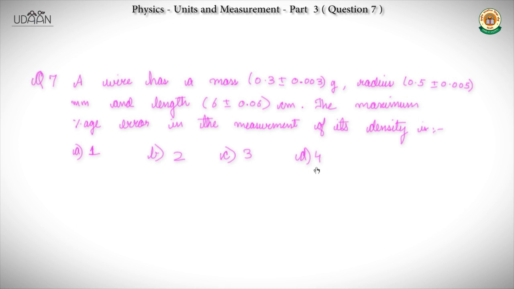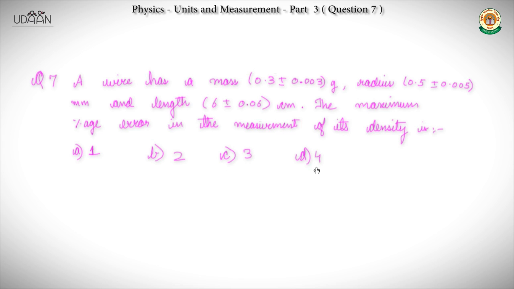So question number 7 says, a wire has a mass 0.3 plus or minus 0.003 grams, radius 0.5 plus or minus 0.005 millimeters, and length 6 plus or minus 0.06 centimeters. So what we need to find is the maximum percentage error in the measurement of its density. So the options are 1, 2, 3 and 4.